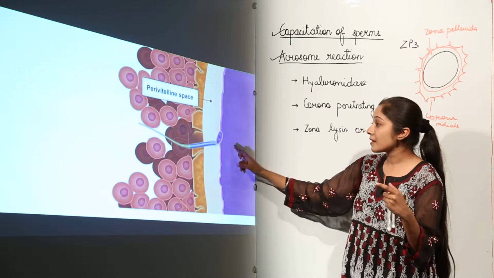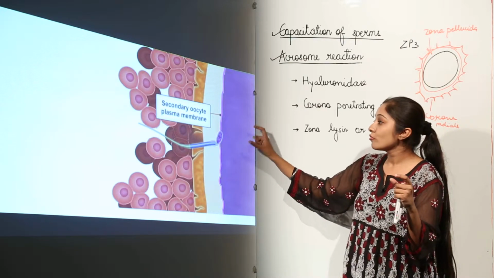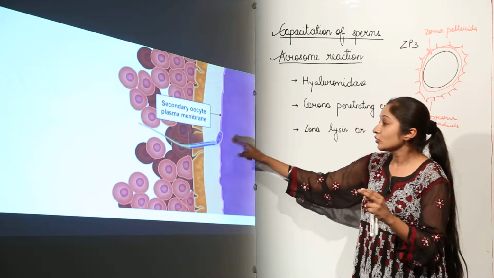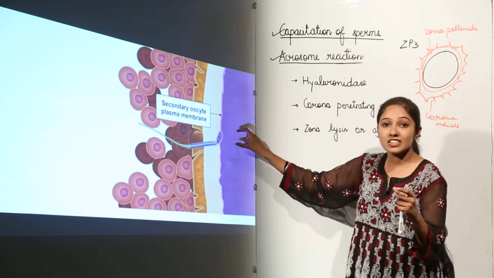This plasma membrane is going to fuse with what? With the plasma membrane of the sperm. So this is the secondary oocyte's plasma membrane. It is going to fuse with the plasma membrane of the sperm.